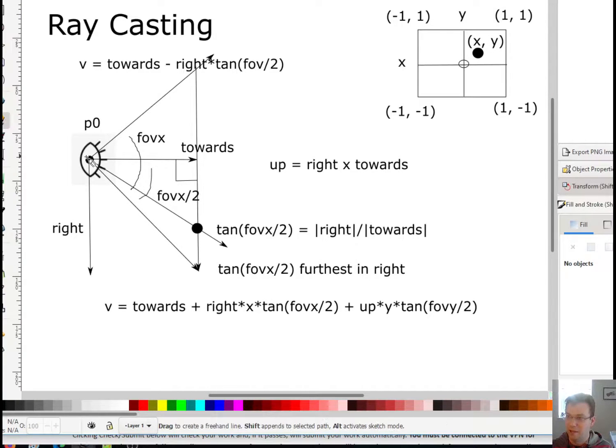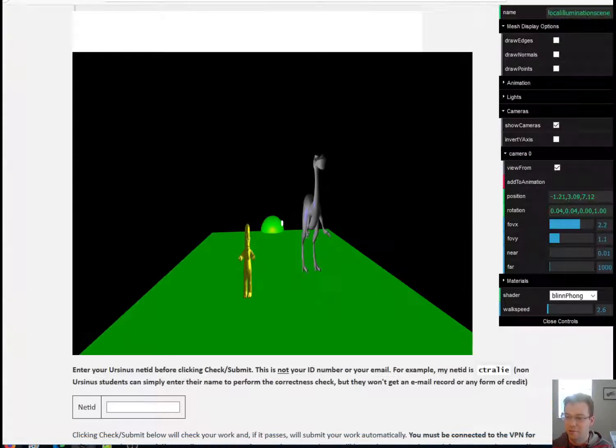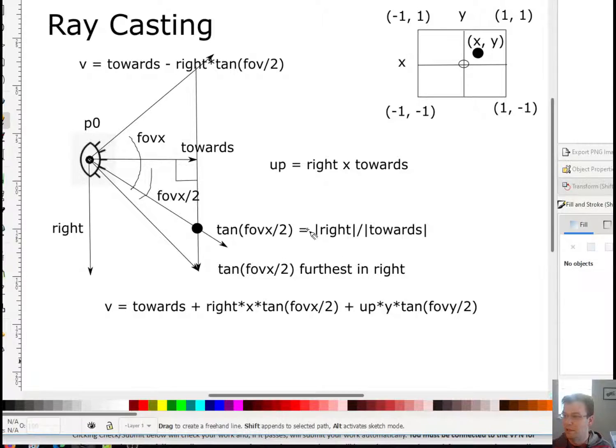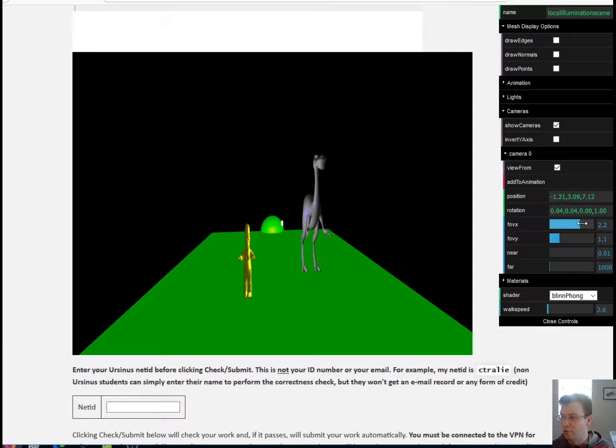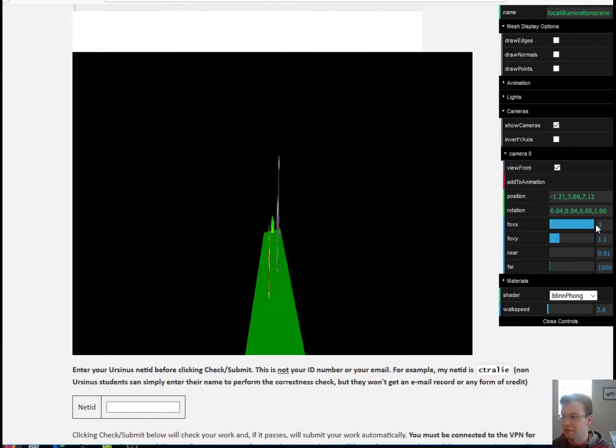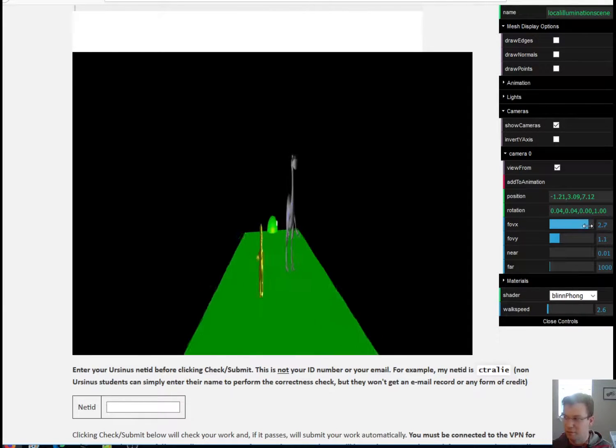Because that's like saying I can see all the way out here. That covers everything in front of me. This is a property of the tangent too. The tangent grows very, very quickly as you move towards pi over 2. And so we're moving towards pi, but we have the field of view over 2. So what you see is the component of the right vector approaches infinity with respect to the towards vector.